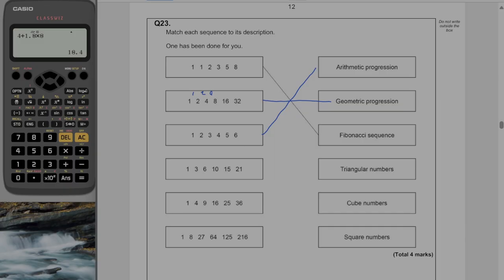1, 3, 6, 10, 15, 21. Those are the triangle numbers. 1, 4, 9, 16. Those are the square numbers. 1, 8, 27, and those are the cube numbers. So that's going to be my matches.